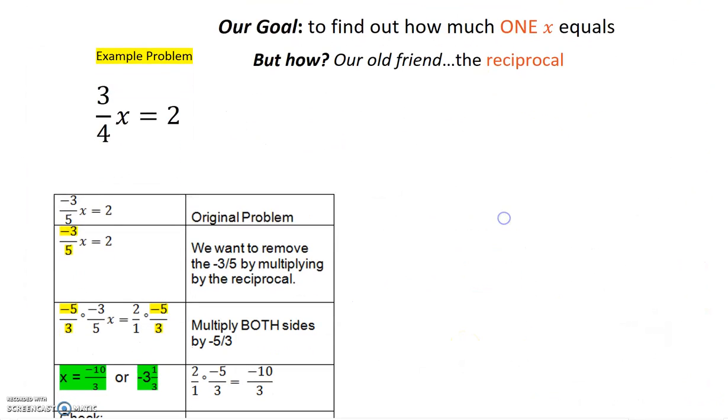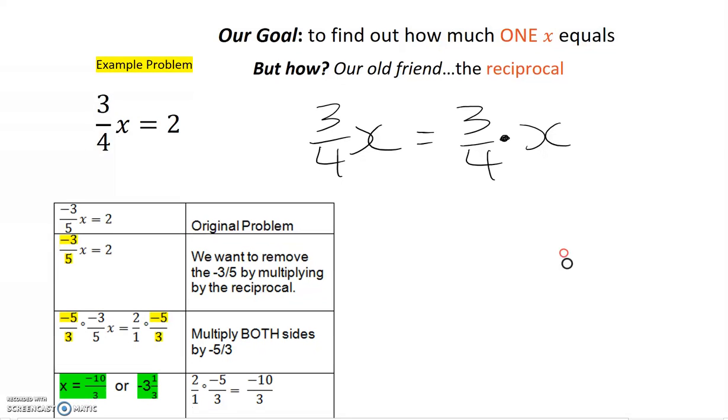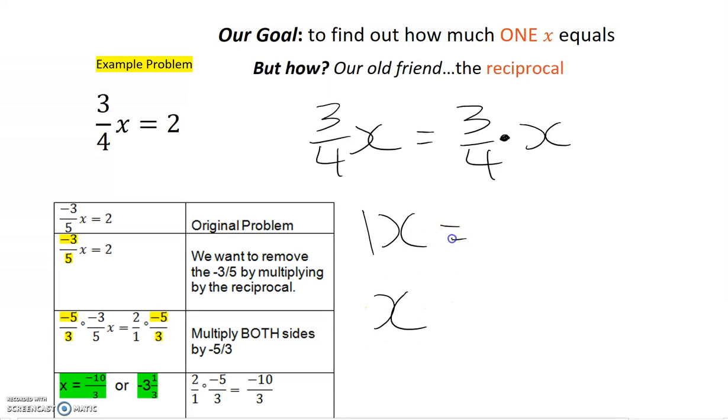Let's take a look at a second example. Here we have 3/4 times x, or 3/4 x equals 2. Please do not forget, 3/4 x means that this fraction is being multiplied by x. Now, same thing with all of these problems. We want to find a way to make x equal something. So we don't want 3/4 x. We want 1x, or just x, right?